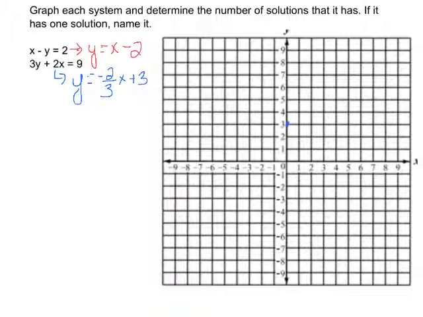So I have my 3, and then I have down 2 over 3. And I'm just going to put one other point up here. And now I can connect those. And then for my next one, I'm going to start at negative 2, and then I'm just going to go up 1 over 1.